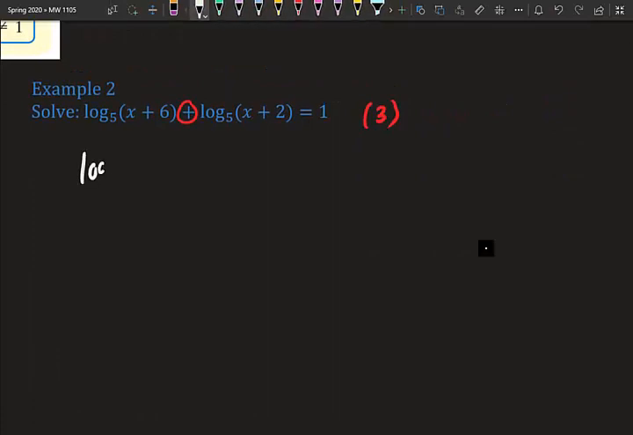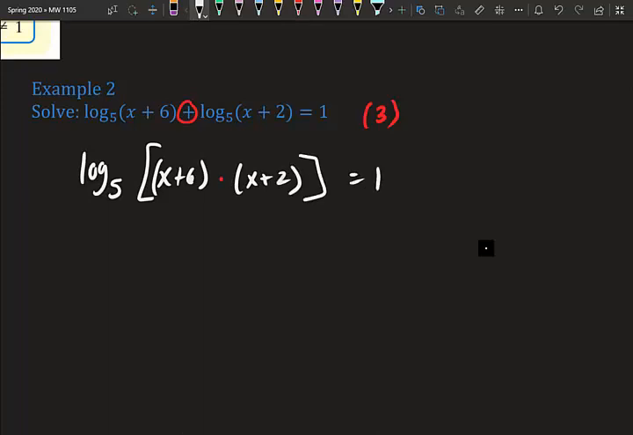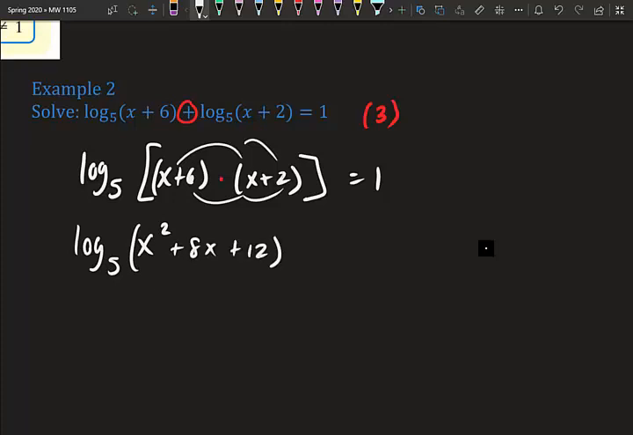We have log base 5 of (x plus 6) times (x plus 2) equals 1. Now we can actually simplify more because we can FOIL. So we have log base 5 of x squared plus 8x plus 12 equals 1.